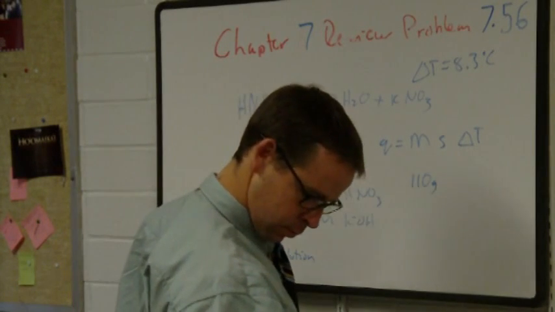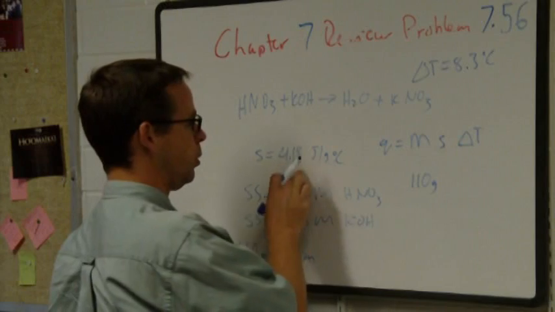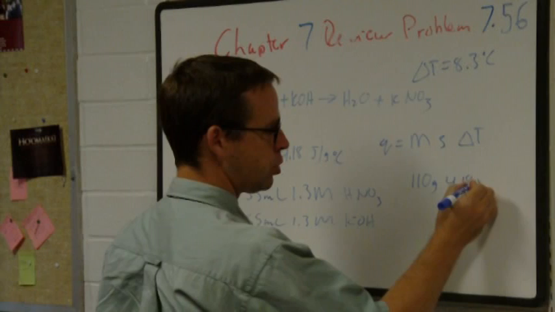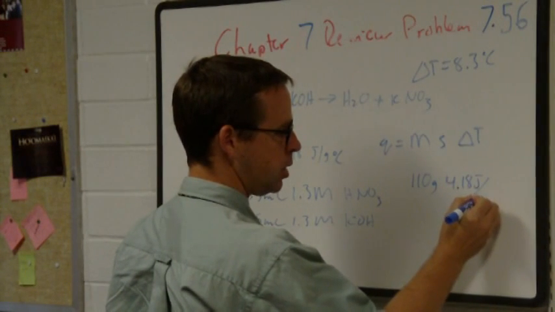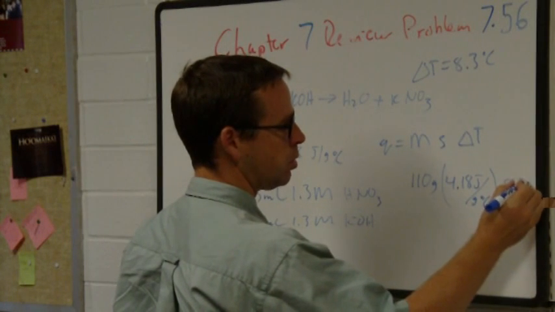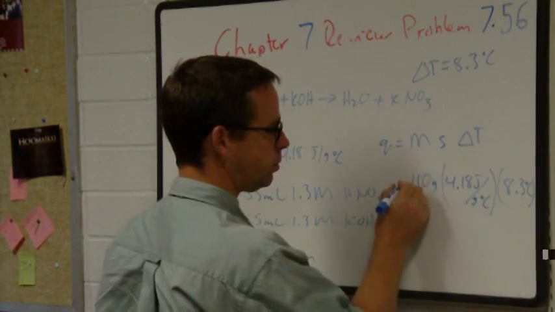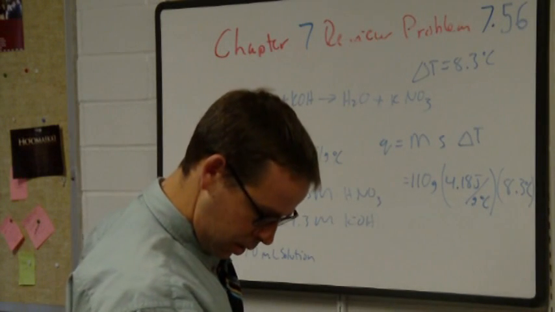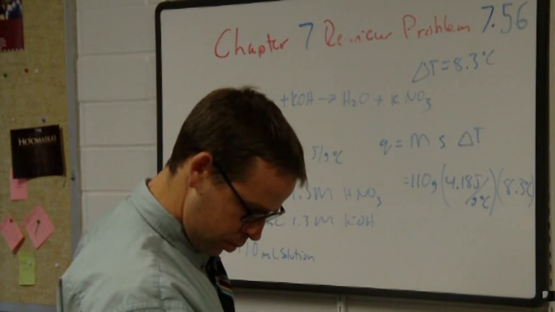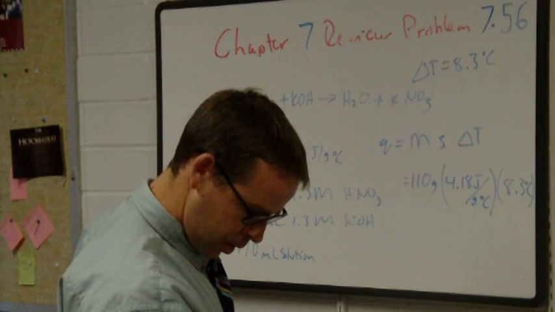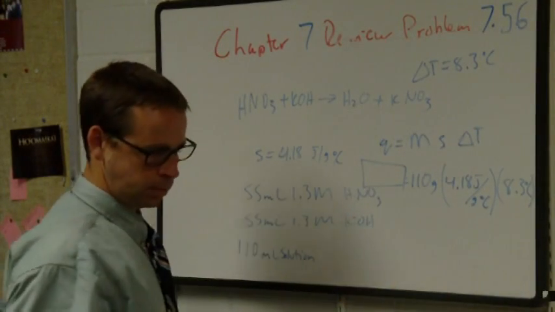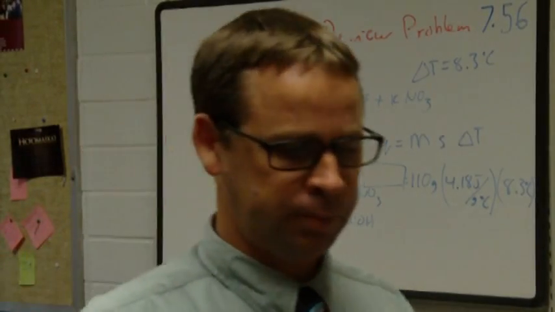They just said 4.18, so we'll just use 4.18 in the book here, joules per gram degrees Celsius. And the change in temperature is 8.3 degrees Celsius. So this should be the heat of the reaction. Calculate the heat of the reaction in joules. Assume that the specific heat is that. Calculate the heat of reaction per mole of acid. So this is the heat of reaction here. And calculator.